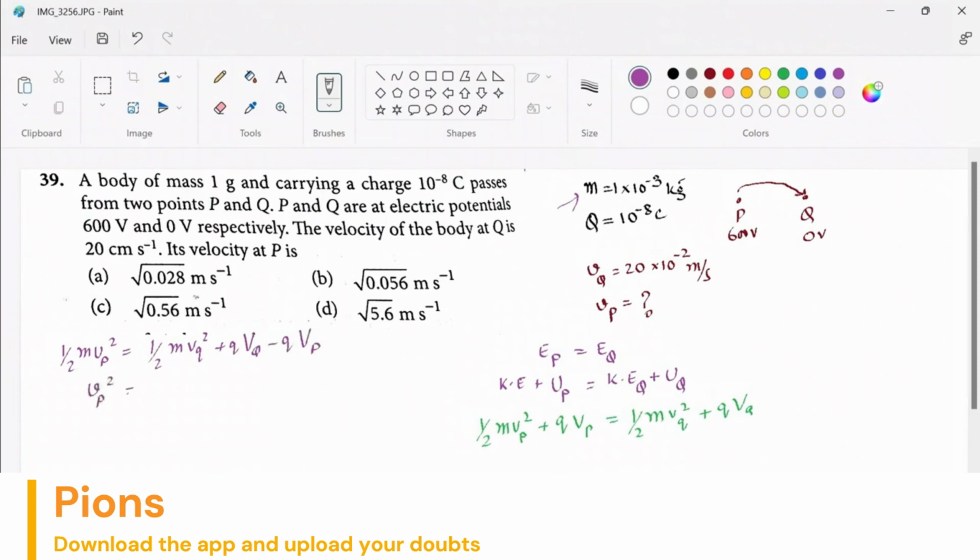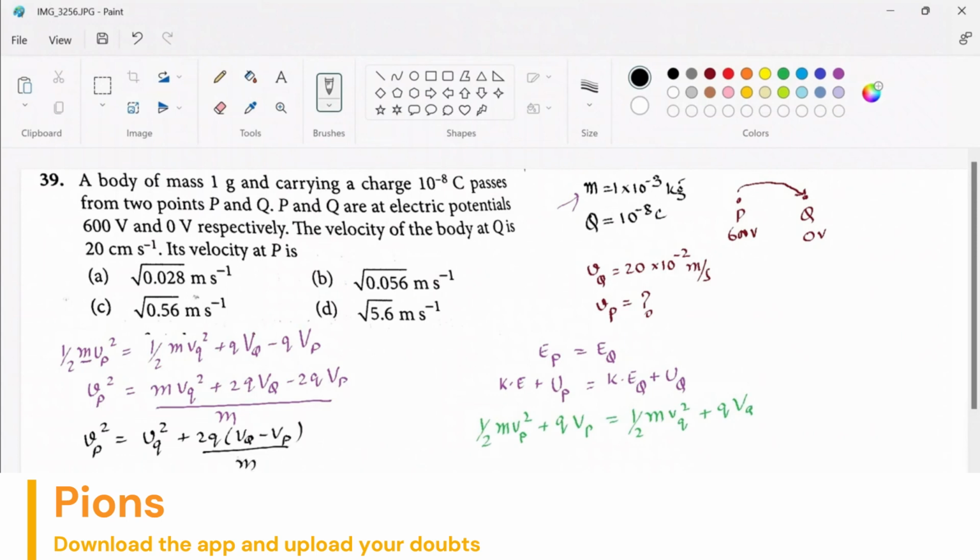Now let's take this 2 and m on the other side. So velocity at P square will be equal to, multiplying this 2 on the other side, m Vq square plus 2 Q Vq minus 2 Q Vp, whole divided by m. I hope this is clear. Now what we will do? Now we will simply substitute things. Let me first make it simpler. So Vp square will be equal to Vq square plus 2Q, taking common, Vq minus Vp, whole divided by m. I hope this is clear.